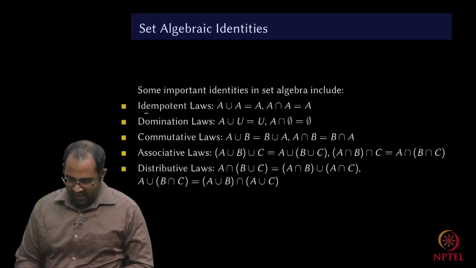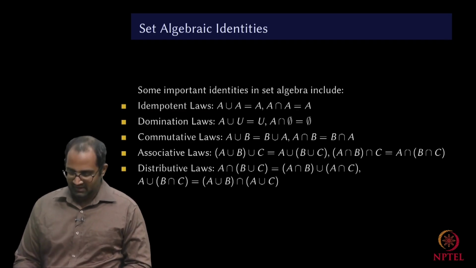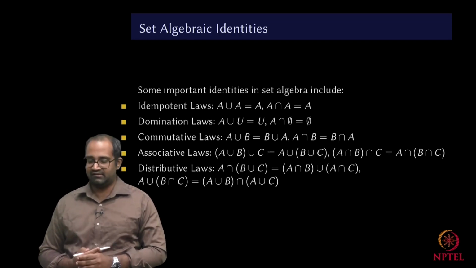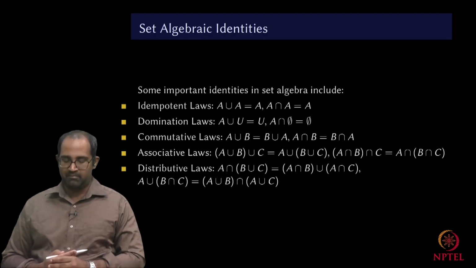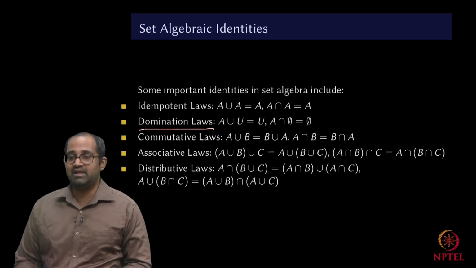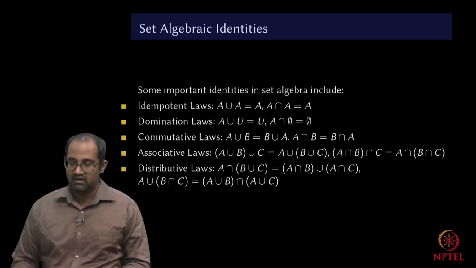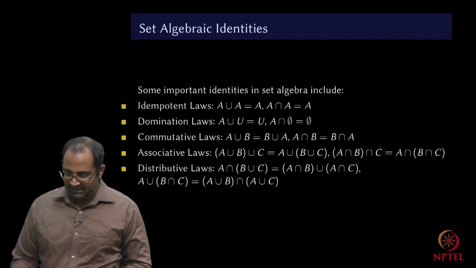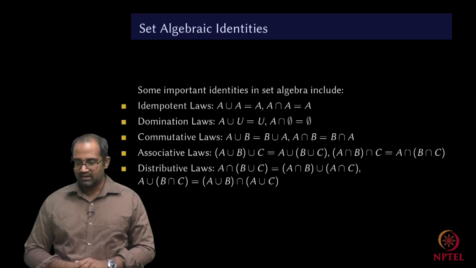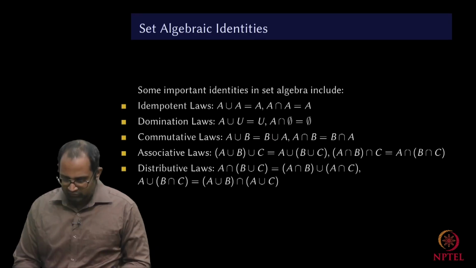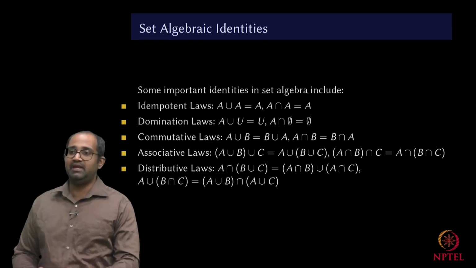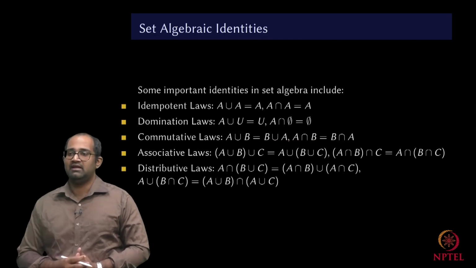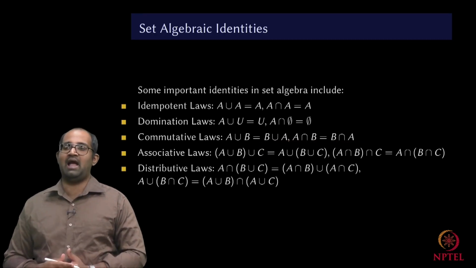The first ones are called idempotent laws, that just say that A union A is A and A intersection A is A. This is something that is so obvious that it does not even deserve a proof nor a fancy name like idempotent law. The second one, domination law, sounds very fancy and intimidating, but all it says is A union U is U, where U is the universal set, and A intersection empty set is empty. Again, utterly trivial to prove. So are the commutative laws. A union B equals B union A, A intersection B equals B intersection A. This more or less follows from the way we have defined OR, and they are sort of symmetric.